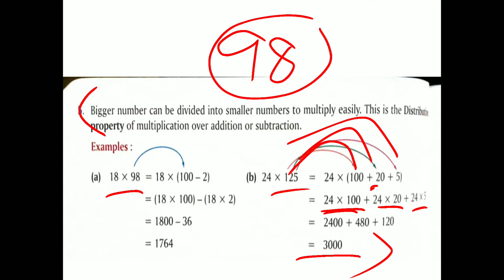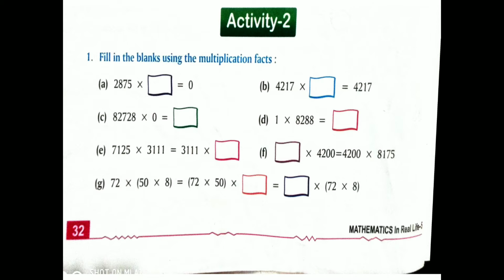Now students, on the basis of these properties we do activity 2. So let's start with it. First is filling the blank using multiplication facts. 2875, you multiply with which number to get 0? You have to multiply with 0 only. 4217, multiply by which number to get? 4217 means the same number you will get, that is 1.